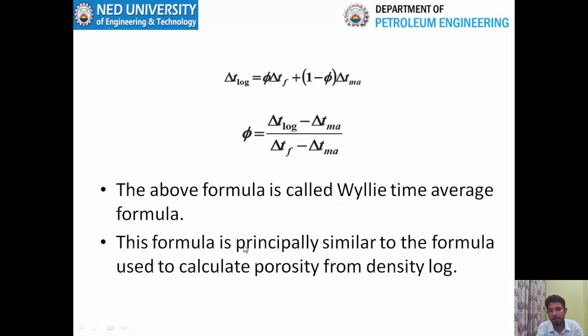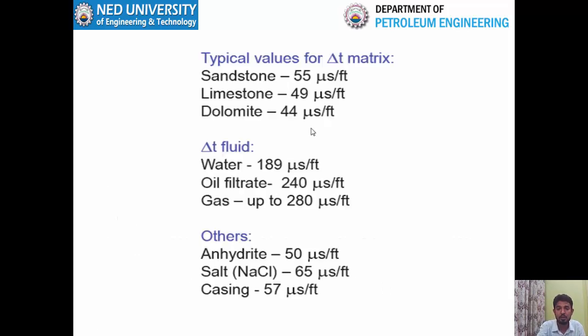And again, this formula is principally similar to the formula we have used to calculate porosity from the density log. Obviously, this formula does not have density, but it has the transit time. So these are the typical values for delta T matrix. If you have identified that the zone where I am calculating the porosity is sandstone, you will use delta T matrix around 55 microseconds per foot. Delta T matrix for limestone will be 49, and delta T matrix for dolomite is 44 microseconds per foot.